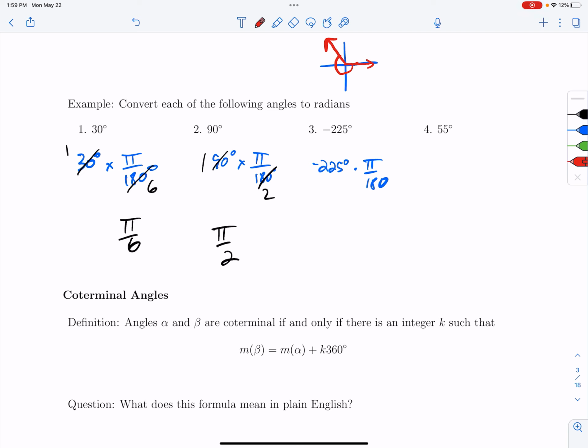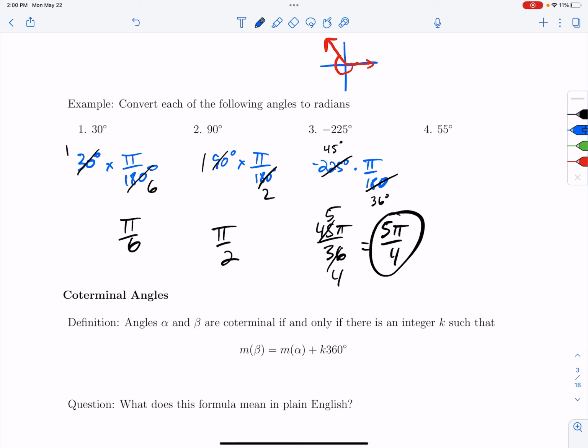I can multiply this out. I'm not sure what the biggest common factor between 225 and 180 is, but I know that I can divide both of those by 5. And if I do that, I get 45, and 180 divided by 5 is 36. So I get 45 pi over 36. And I can still reduce this. 45 over 36, I can divide those both by 9. So this is 5 over 4. So I end up with 5 pi over 4.